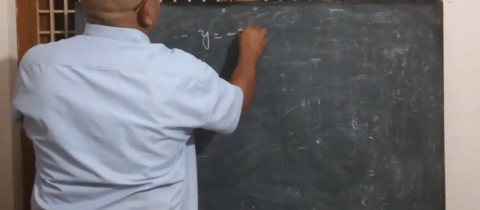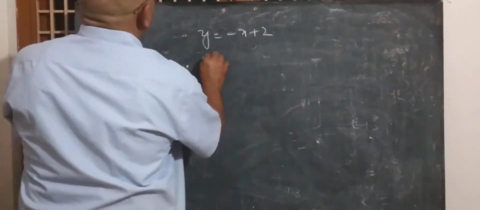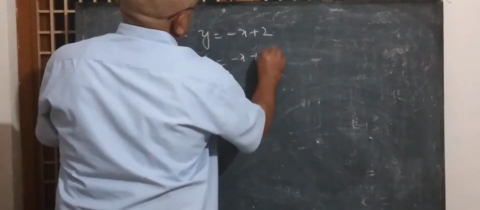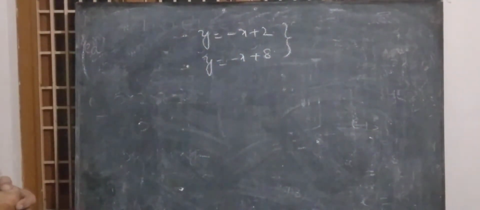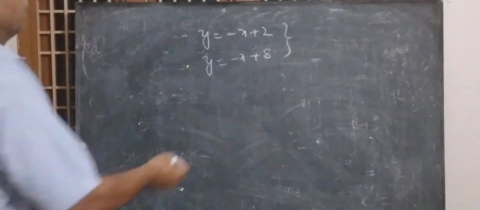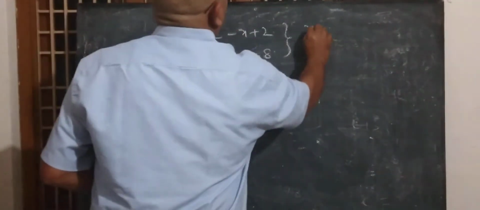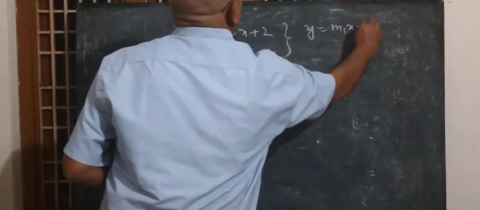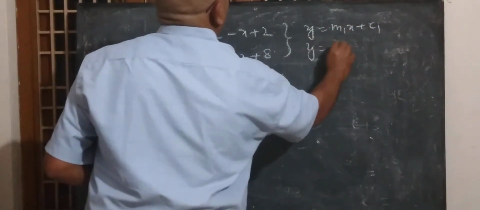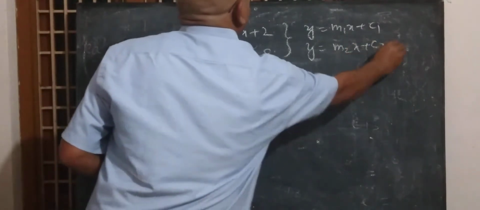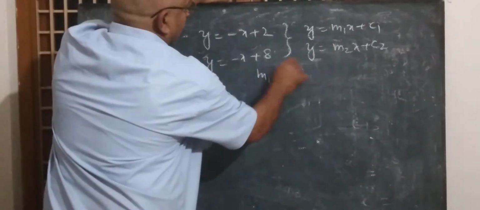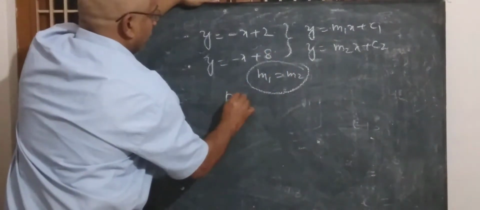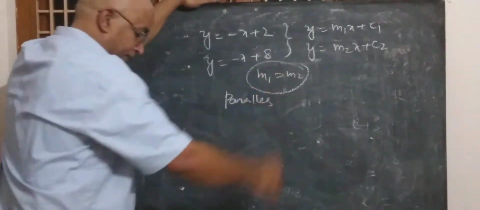See. Y is equal to minus x plus 2. Y is equal to minus x plus 8. These two lines are parallel lines. So can you say that for parallel lines, y is equal to m1x plus c1 and y is equal to m2x plus c2? Here the slopes of these two lines, m1 is equal to m2. These two lines are parallel lines.